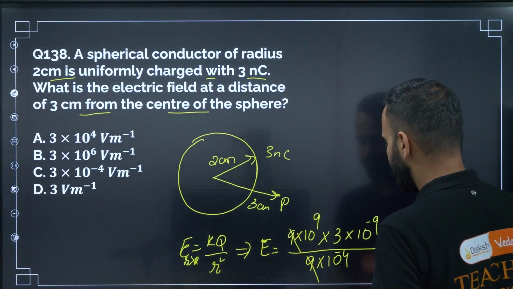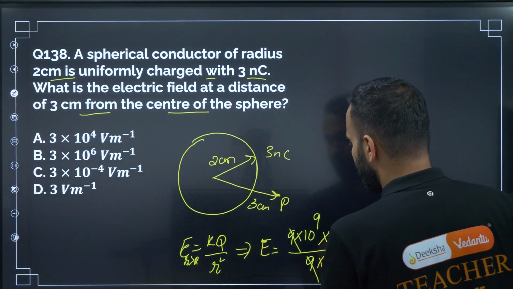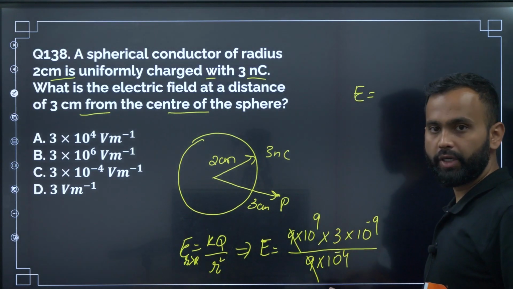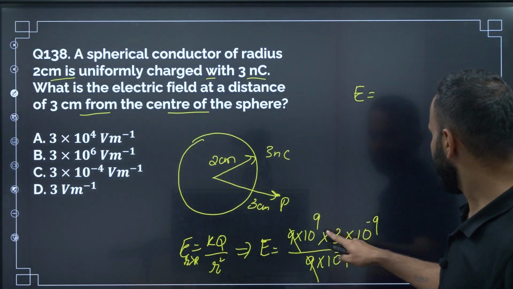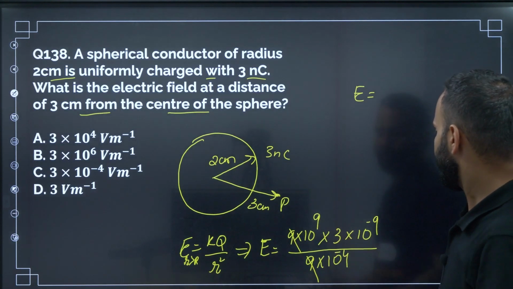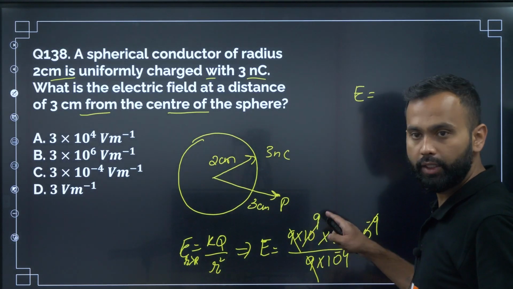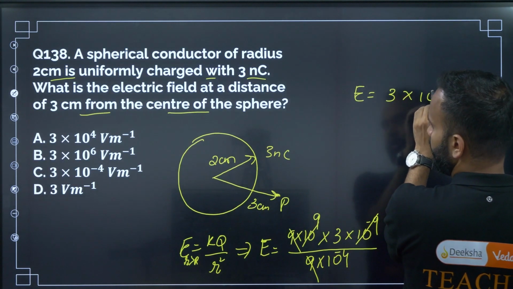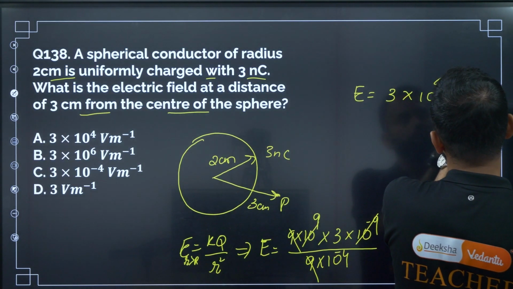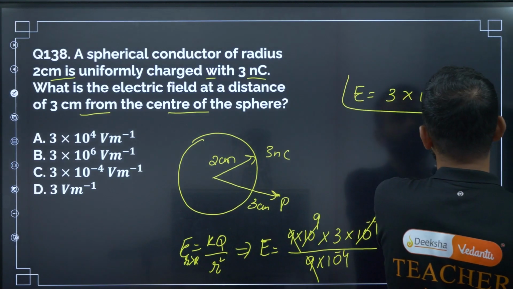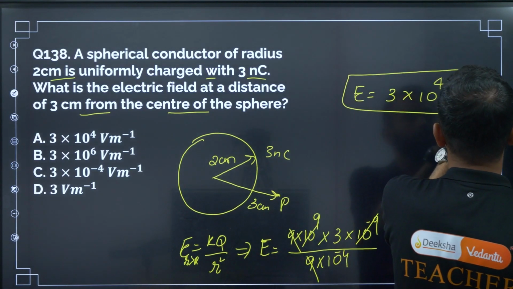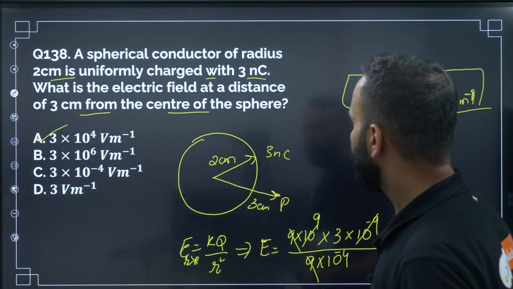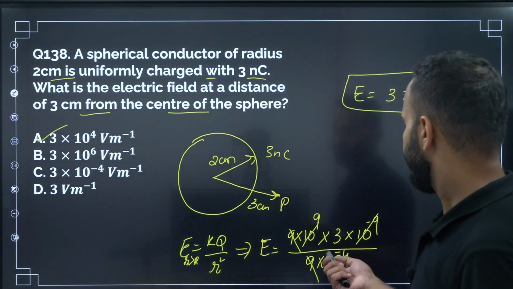So now 9 will get cancelled, right? So E is equal to 10 to the power 9 by 10 to the power minus 4, which is 10 to the power 13, and the 10 to the power minus 9 in the numerator gets cancelled, so it will be 10 to the power 4 only. So 3 into 10 to the power 4. What is the SI unit of the electric field? It's volt per meter. So the correct option is A. Okay, direct question.